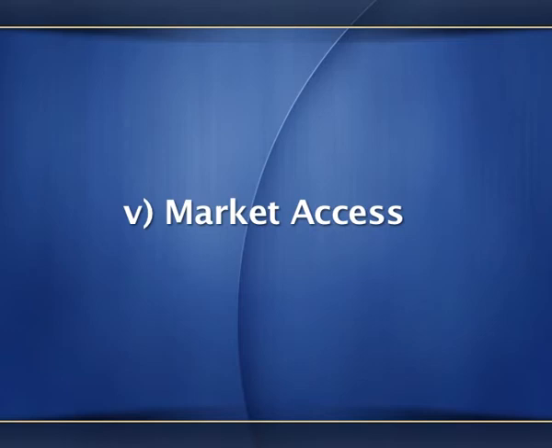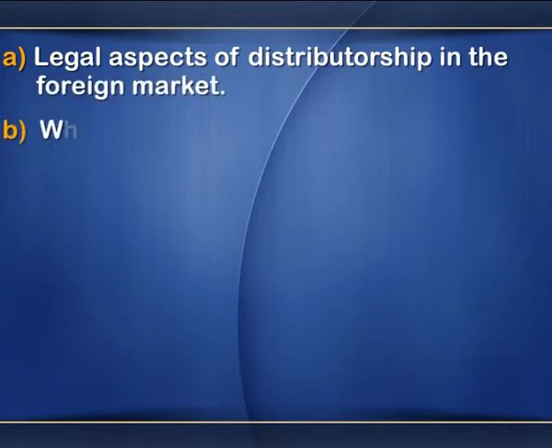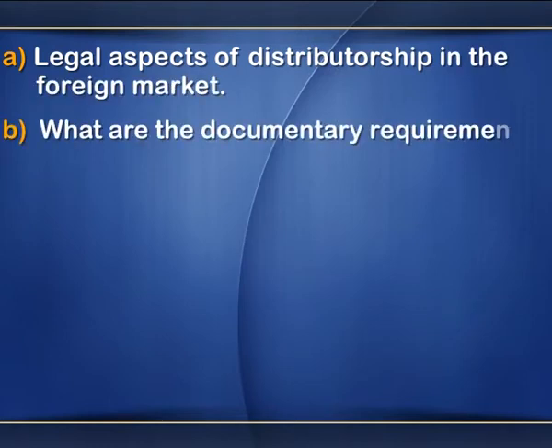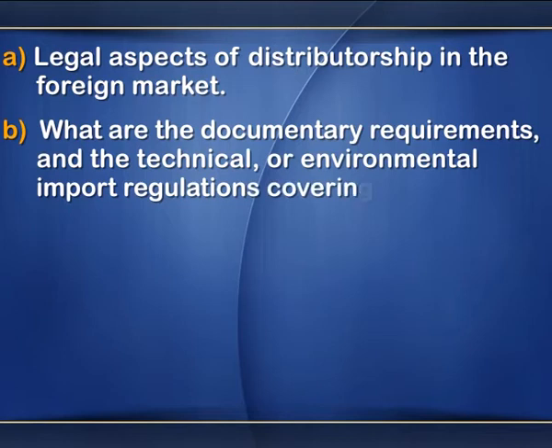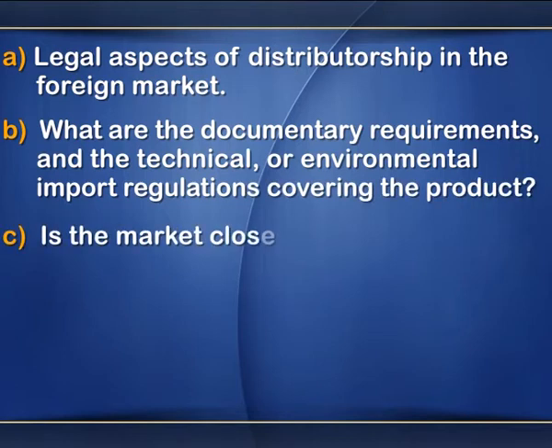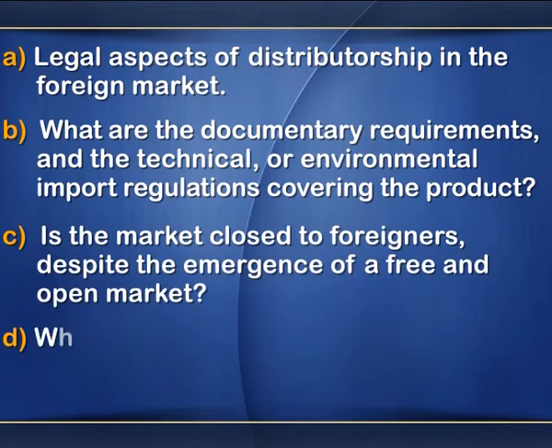Fifth point, market access. An exporter can target a country for exports to the extent of market access available in the foreign market. The following factors define the level of market access for a product in a country. A. Legal aspects of the distributorship in the foreign market. B. What are the documentary requirements and technical or environmental import regulations covering the product? C. Is the market closed to foreigners despite the emergence of a free and open market?